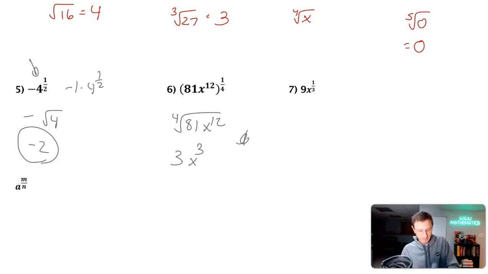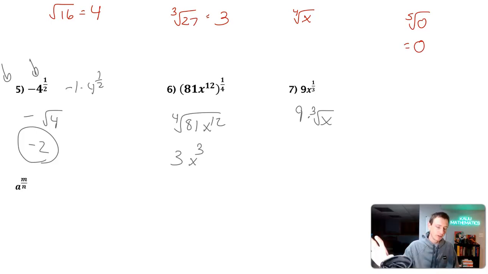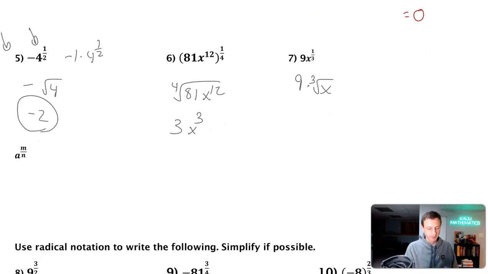And number 7, 9x to the 1/3. Same discussion that I had about number 5, only the x is being raised to the 1/3. So this is 9 times the cube root of x. Those problems are really making sure you're paying attention to: is it underneath the parentheses? Is it all being raised to that same exponent? What's happening there? So that's really what the key is there.